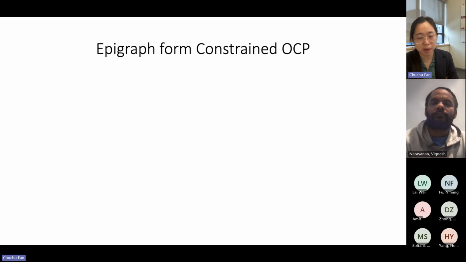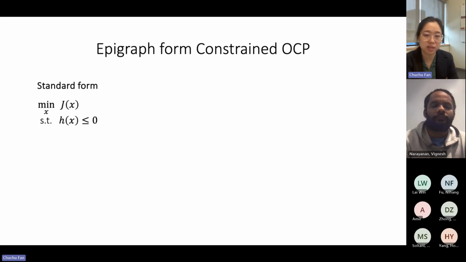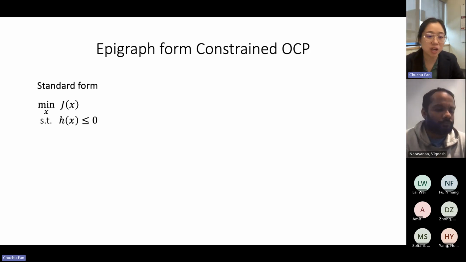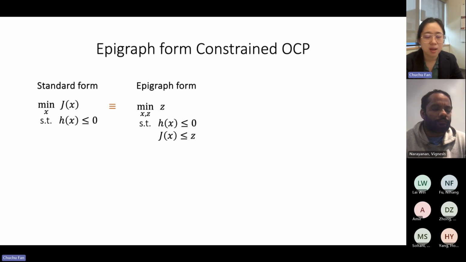Now, before I talk about why Lagrangian duality won't work, let me briefly tell you what the epigraph form is. I know I'm running short on time, so I will be relatively fast here, but if you want to see the details, I'm happy to come back and revisit this part of the technique. Now, if I look at a standard constrained optimization problem, minimize J such that H is smaller than 0. The epigraph form says this optimization problem is equivalent to the following: we minimize some auxiliary variable z, that's a scalar value, such that H is smaller or equal to 0 and J is smaller or equal to z, where z is considered as the upper bound for the J function.